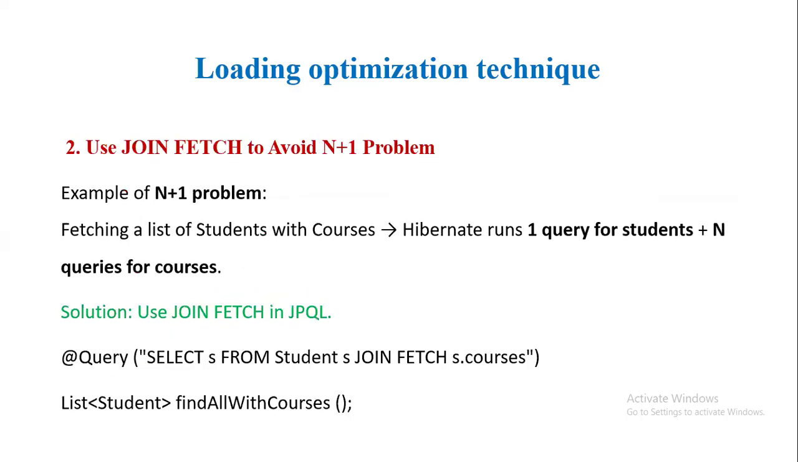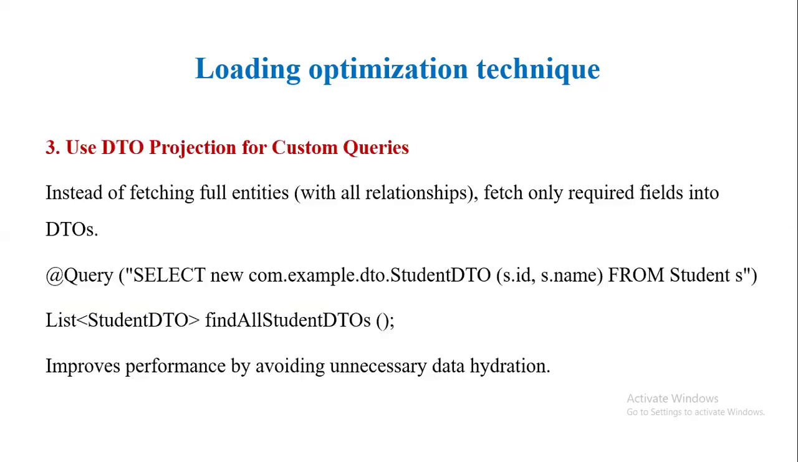And the second technique is to use join fetch to avoid the n plus 1 problem. The example of the n plus 1 problem is fetching a list of students with courses. In Hibernate, it runs one query for students plus n queries for courses. The solution is @Query, select s from Student s join fetch s.courses. So it retrieves all student data with the courses.